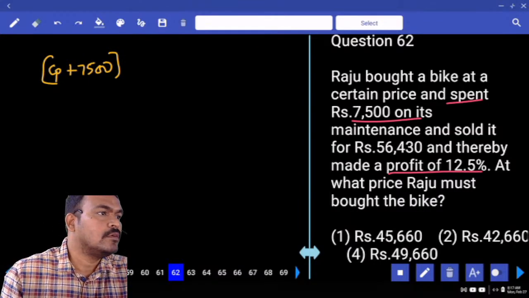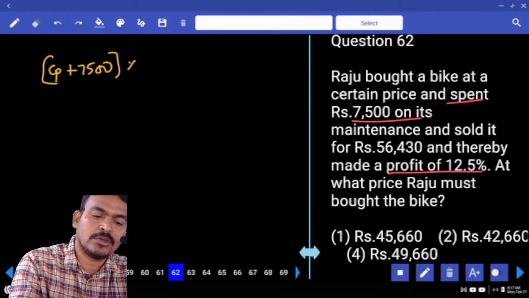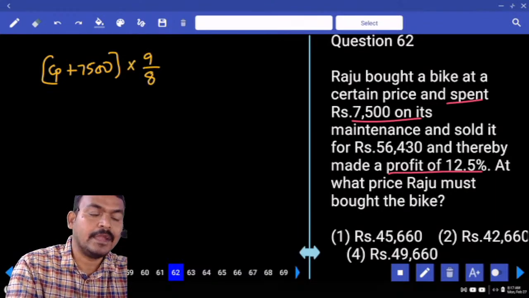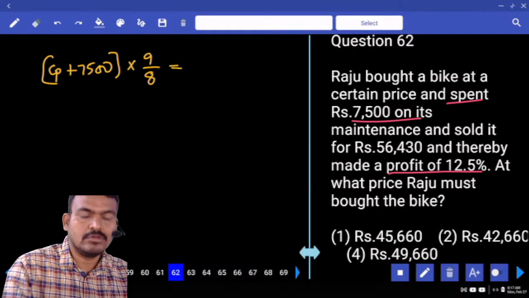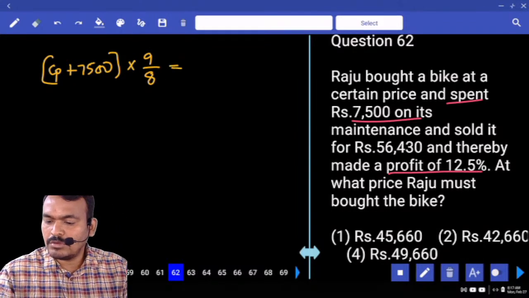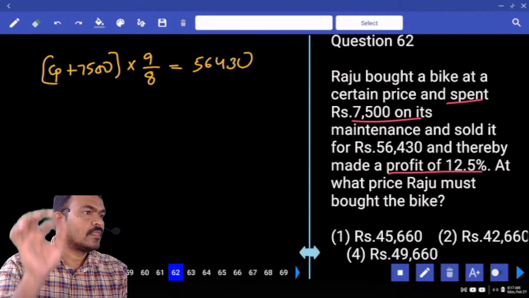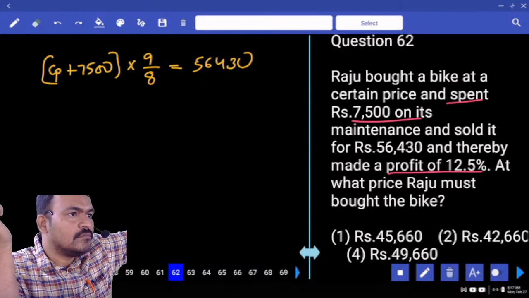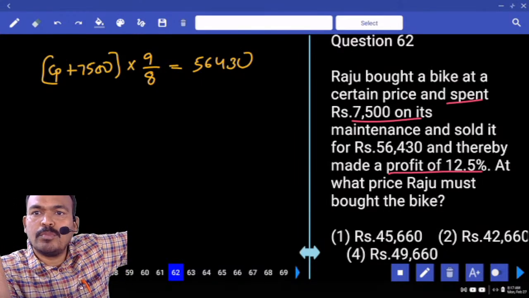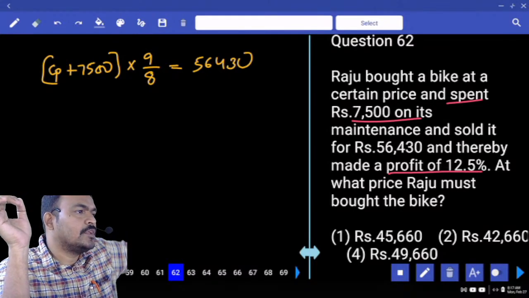What is the fraction of 12.5%? It is 1 by 8. Profit of 1 by 8 means the selling price is 9 by 8 of (CP plus 7,500). It is equal to the new selling price, which is 56,430. Actually, we write 112.5% of the cost price.